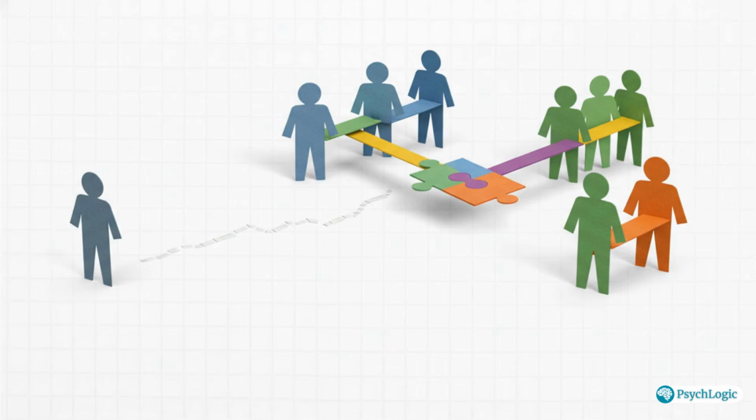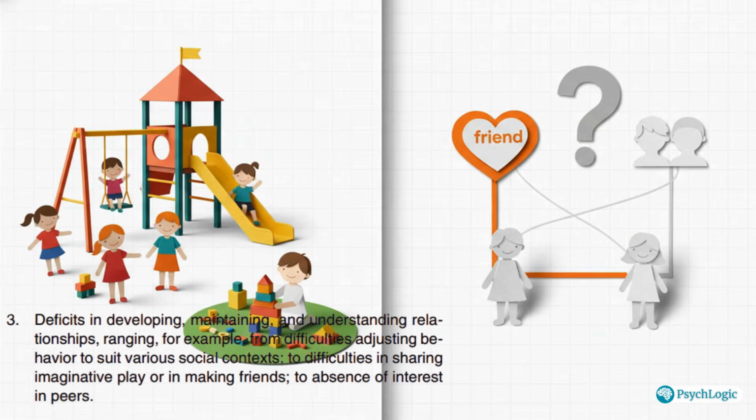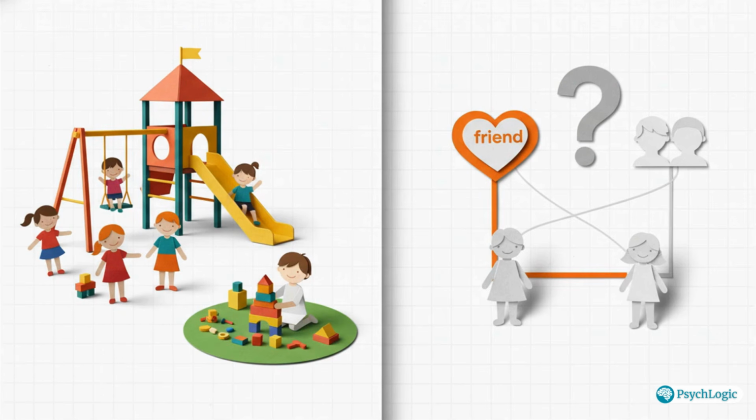And the last mandatory piece of this social puzzle is a consistent struggle with developing, keeping, and just plain understanding relationships. And it's so important to remember this goes way beyond just being shy. In day-to-day life, this might be the kid who always chooses to play alone and doesn't seem interested in other kids. Or it could be an adult who finds work parties completely baffling and draining because they just can't crack the code of small talk and office friendships.